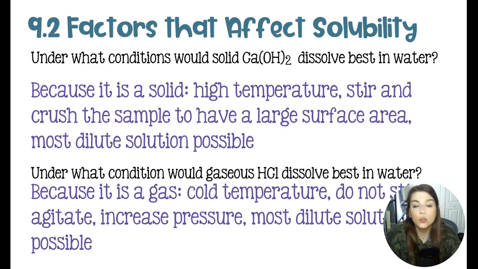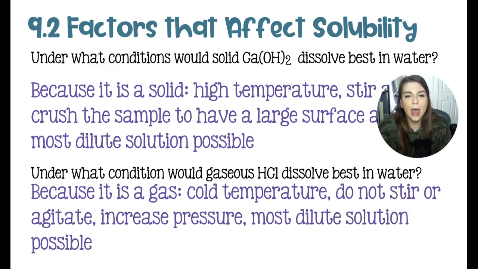And then we have the crushed sample. When the sample is crushed, more of the calcium hydroxide is going to come in contact with water, so it'll dissolve more quickly. And then lastly, we want our solution to be pretty dilute. When there's less stuff dissolved in the water, the calcium hydroxide will have an easier time finding little pockets between the water molecules to get cozy and dissolve. When the solution is very concentrated, whether it's concentrated with calcium hydroxide or something else, the solid will have a tougher time dissolving.